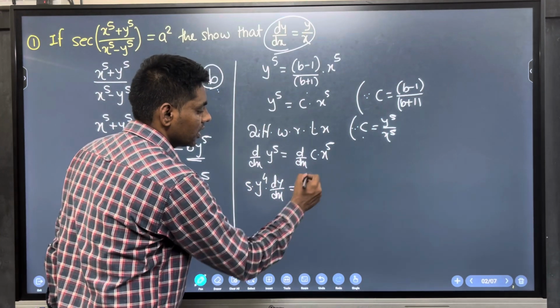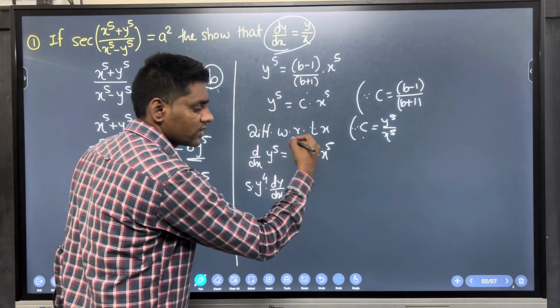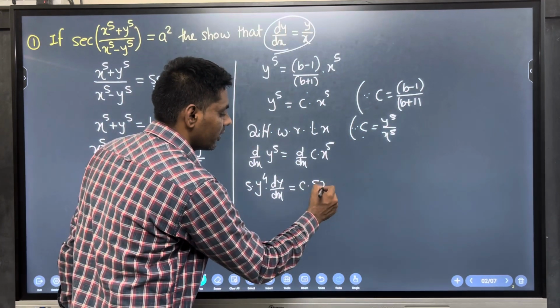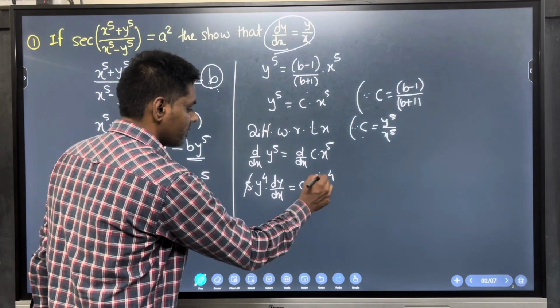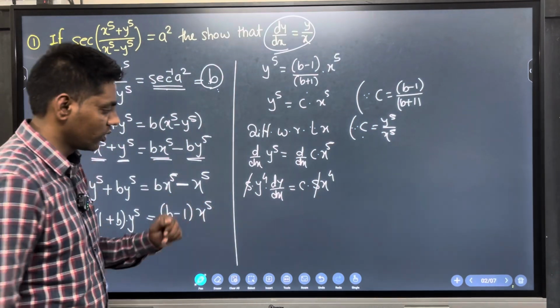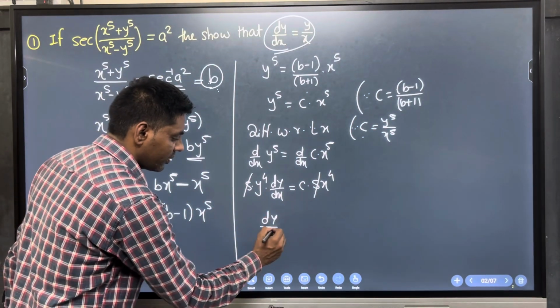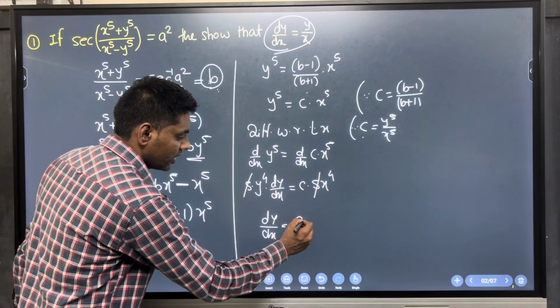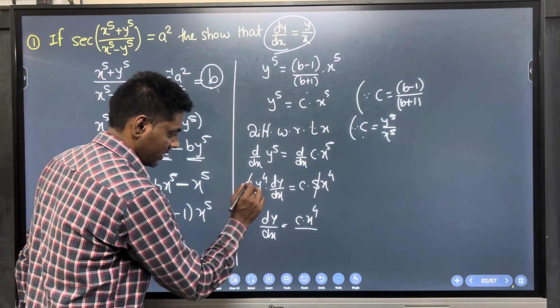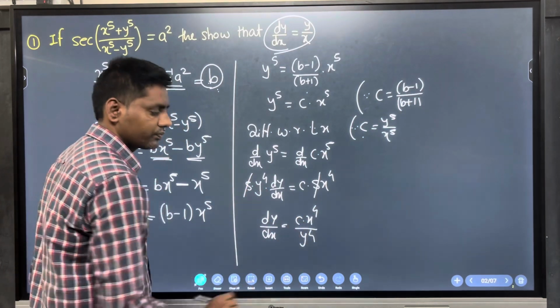Everyone knows the formula. The constant remains as it is. The derivative of x raised to 5 is 5 into x raised to 4. Properly observe, the 5 gets cancelled on both sides. So what is the value of dy by dx? We get c into x raised to 4, and on this side y raised to 4 remains as it is.